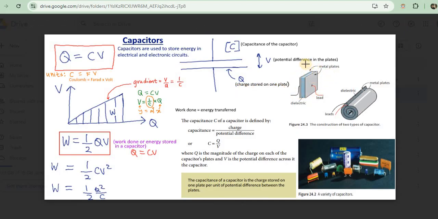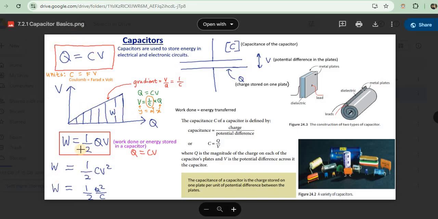Here you have a diagram of a capacitor, and here is another diagram, the construction of two types of capacitors. Now, in the case of the cylindrical capacitor, the dielectric substance again is between the metal plates. Always between the metal plates you have the dielectric material. It can be mica, it can be air, which is the dielectric material.